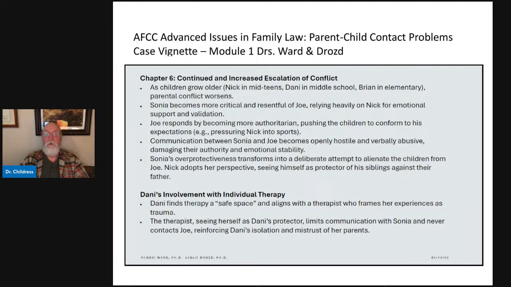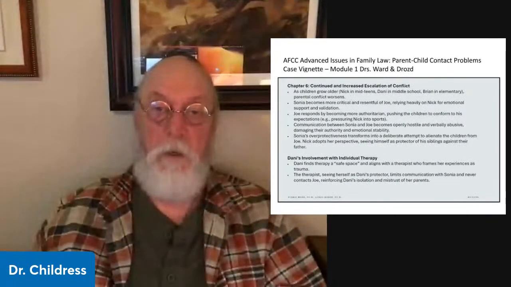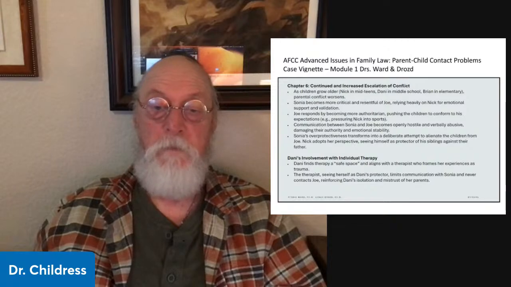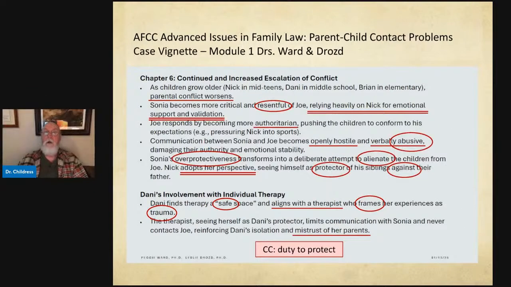Danny's involvement with the individual therapist. She finds individual therapy a safe place and aligns with the individual therapist who frames her experiences as trauma. The therapist, seeing herself as Danny's protector, limits communication with Sonia, and never contacts Joe, reinforcing Danny's isolation and mistrust from her parents. This is a convoluted bit of information here. So let's begin to unpack it.